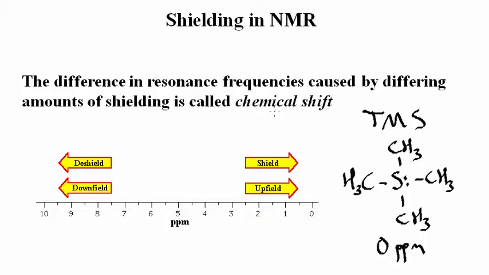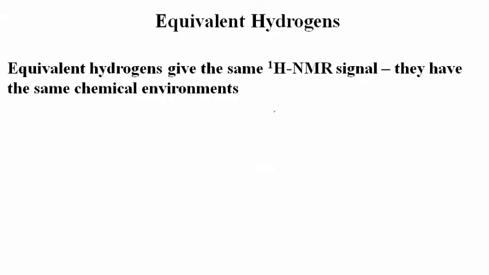A downfield shift corresponds to decreased shielding around the nucleus, or deshielding. If the signal is shifted towards the right, this has a smaller chemical shift, and we say that it is shifted upfield and therefore corresponds to increased shielding around the nucleus. So, given the structural formula of a compound, how do we know how many signals to expect in its proton NMR spectrum?